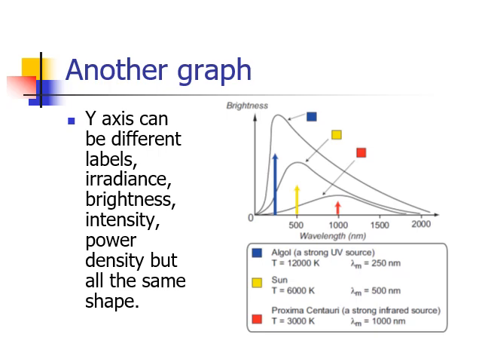So here we've got two different stars, Algol, a UV source that has a peak wavelength in the UV spectrum, and we've got Proxima Centauri, which is an infrared source.